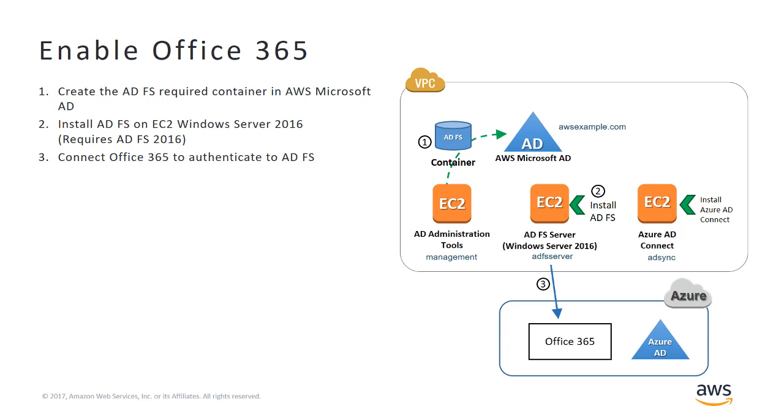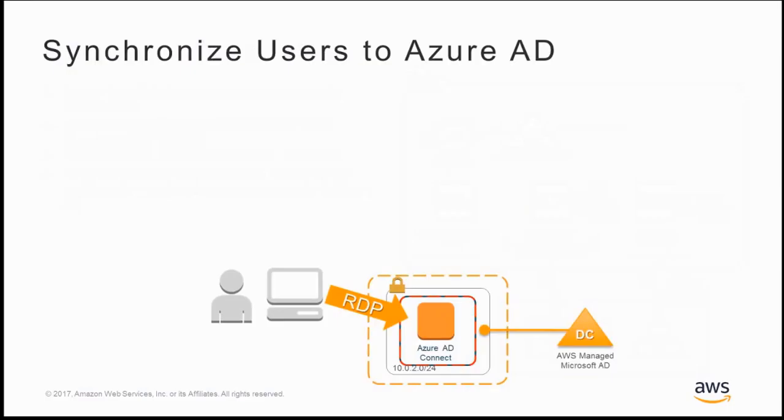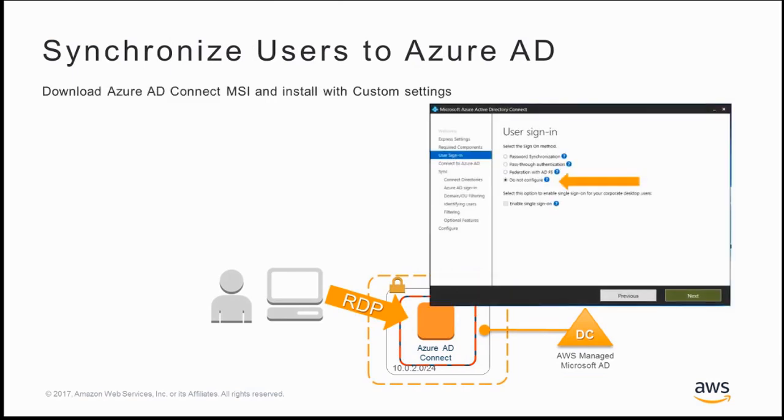Now that that's complete, we can install Azure AD Connect on EC2 Windows and configure it to synchronize usernames to Azure AD. So you will RDP into your Azure AD Connect instance. You'll download the Azure AD Connect MSI from Microsoft and install with custom settings. In this case, you want to make sure in the user sign-on screen that you do not configure. This is where you would set up pass-through authentication if that's the model you wanted to use. But in this case, we're going to say do not configure.